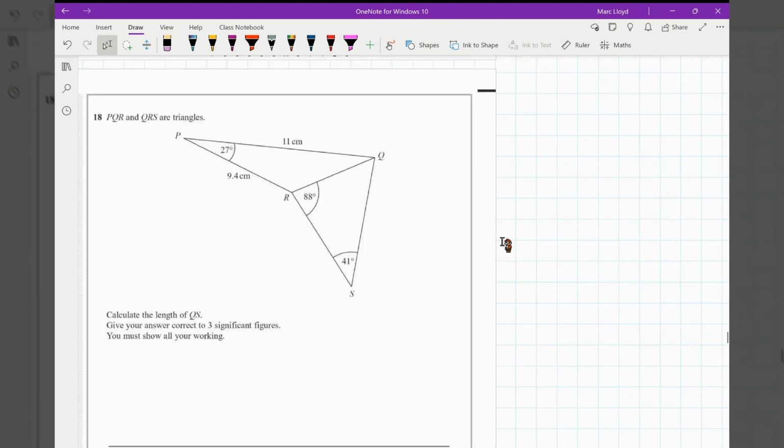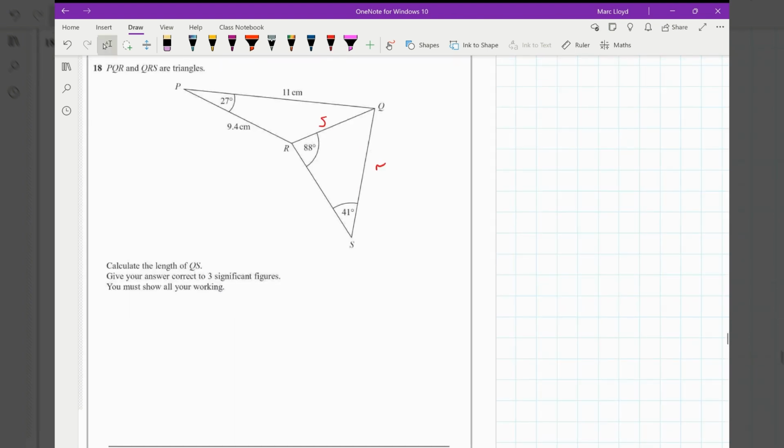Question 18. Triangles, angles, lengths. I think I smell trigonometry. It says we've got to calculate the length of QS, which I'm going to call little r, and you'll see why soon. You must show all your work and give your answer correct to 3 significant figures. If we had little s here, we'd be able to work out r using the sine rule. Fortunately, we can work out s because of the cosine rule.